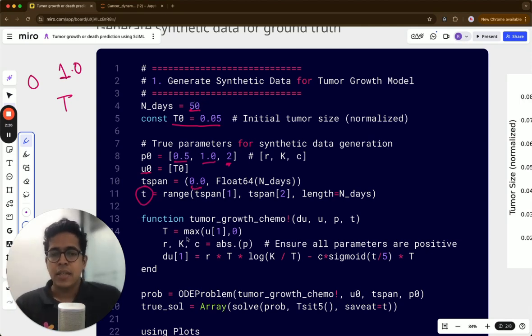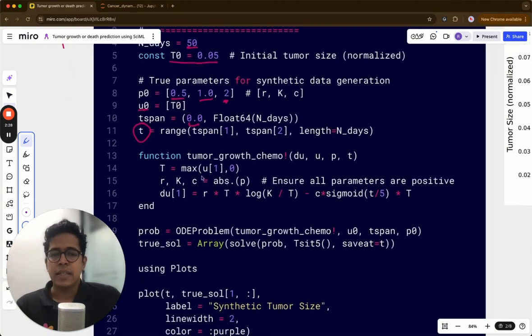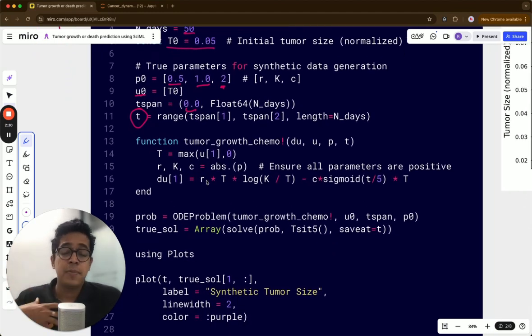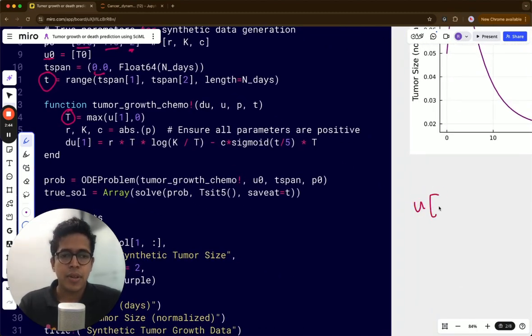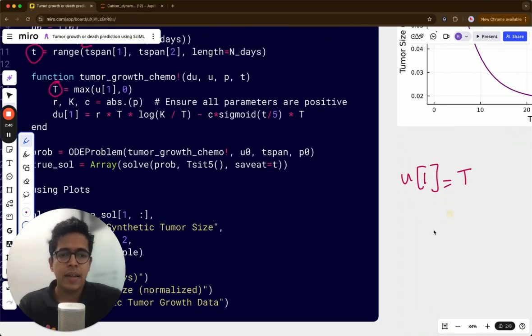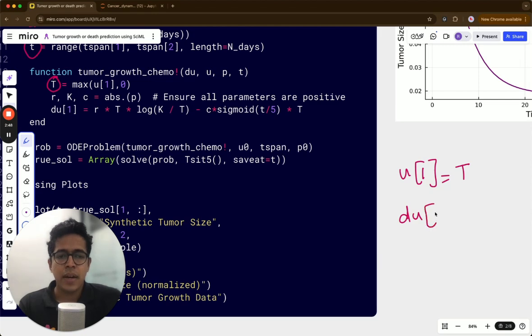Now this function, tumor growth chemo, is a function which helps us solve the ordinary differential equation problem. So here first you see that I have defined T equal to max of u of 1, comma 0. Now what is u of 1? u of 1 is T itself, and du of 1 in Julia notation is nothing but dT by dt.